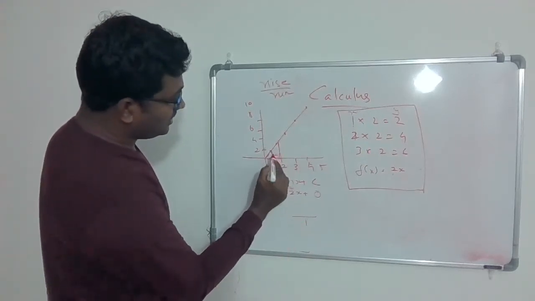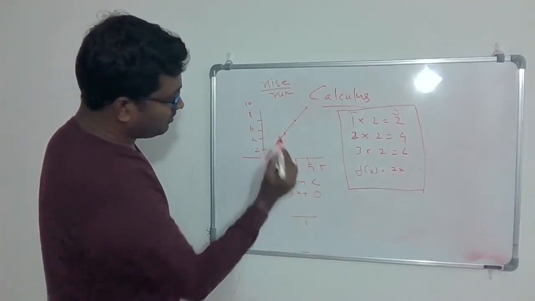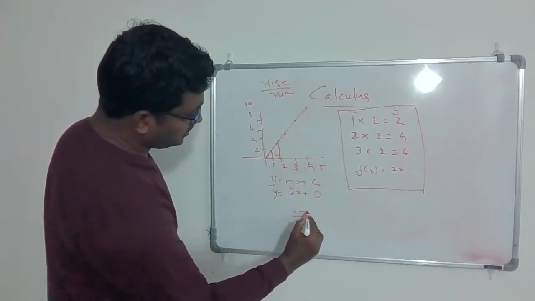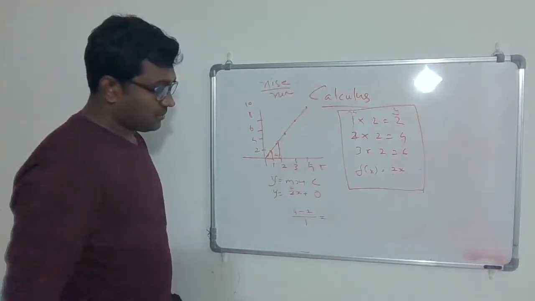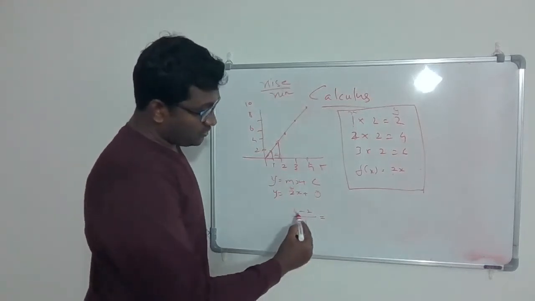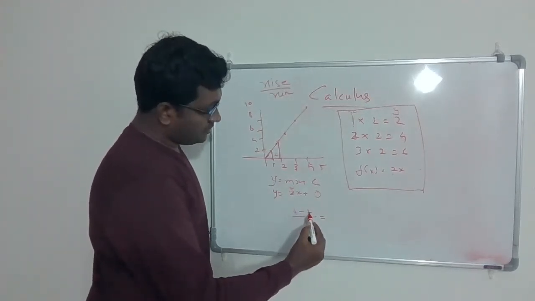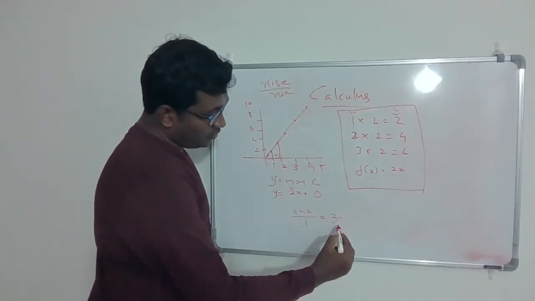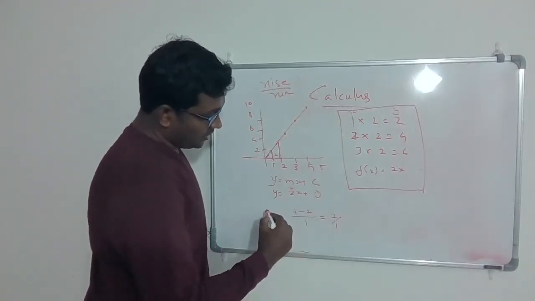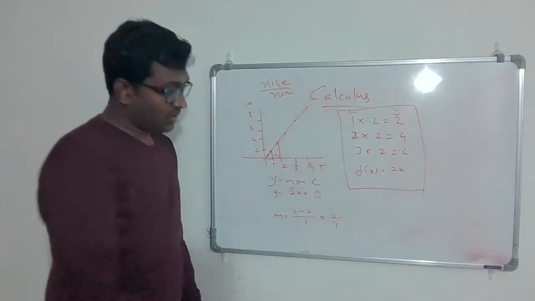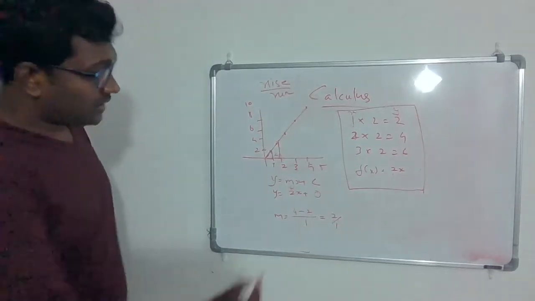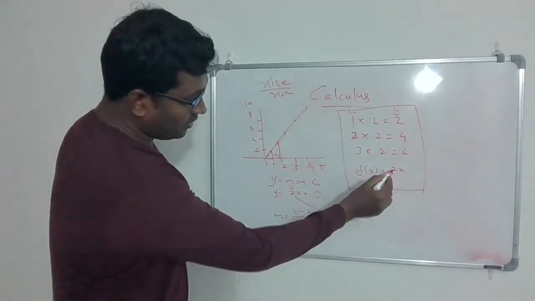What is the rise? It started with 2 and it became 4. So 4 minus 2 is the rise. 4 minus 2 is 2. 2 by 1. Yes, that's the reason why the slope m is equal to rise over run. It is 2. That is exactly what we are getting here, and that is what we are learning here.